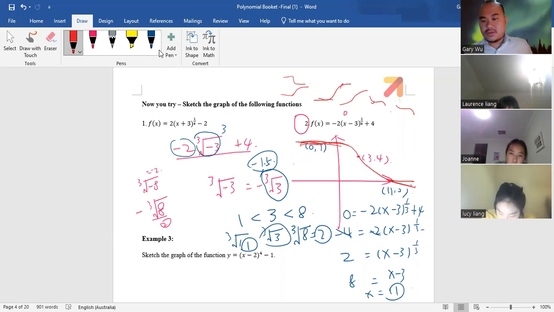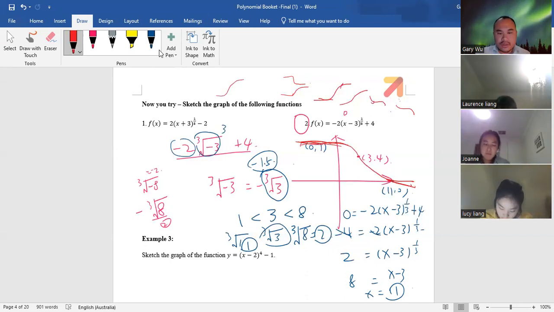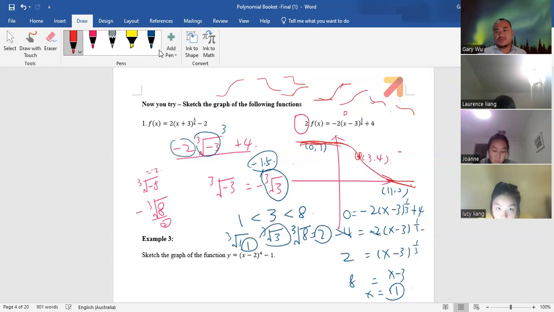Okay. Did you get it right? At least you got the x-intercept and y-intercept, right? Yeah. And the shape, originally it's something like that. So now you just go something like that. So you reflect. Make sure this one is vertical, not horizontal.